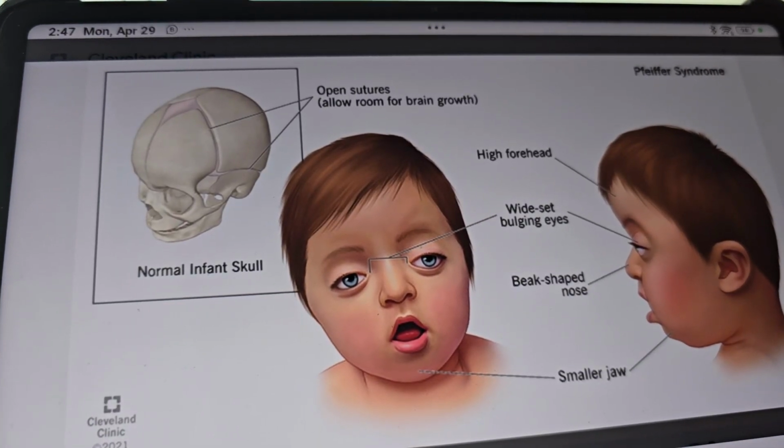Yes, so these are the open sutures. You can see they allow room for brain growth in a normal infant, but in Pfeiffer syndrome, it's not happening like that. It produces brachycephaly, which is premature closure of the bicoronal suture at an early age, and the high forehead. You can appreciate wide-set bulging eyes, which we call hypertelorism, and the beak-shaped nose, and the smaller jaw.